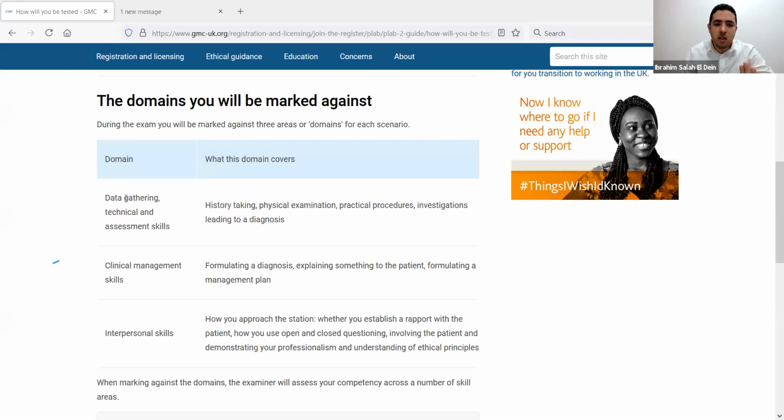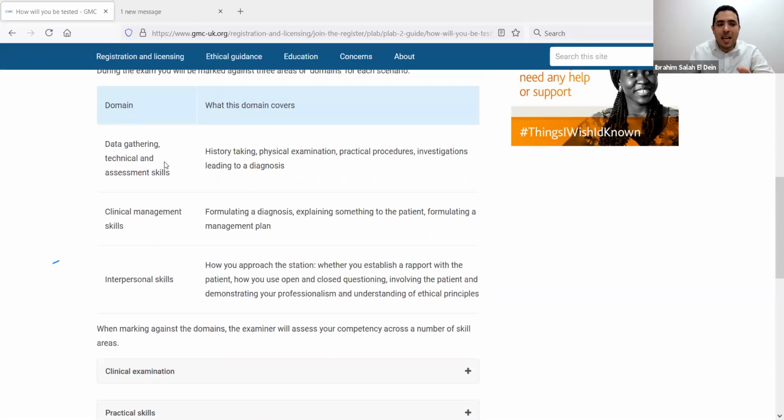We have domains for the exam. The main domains for the exam are the data gathering domain, technical and assessment skills, clinical management skills, and interpersonal skills. Okay, the first domain, which is the data gathering domain, has a very bad reputation. It is the most common domain that makes people fail the exam, and also it is the most common domain that makes people pass the exam. If you manage to do this domain in the exact time, you will pass this exam with a high score.